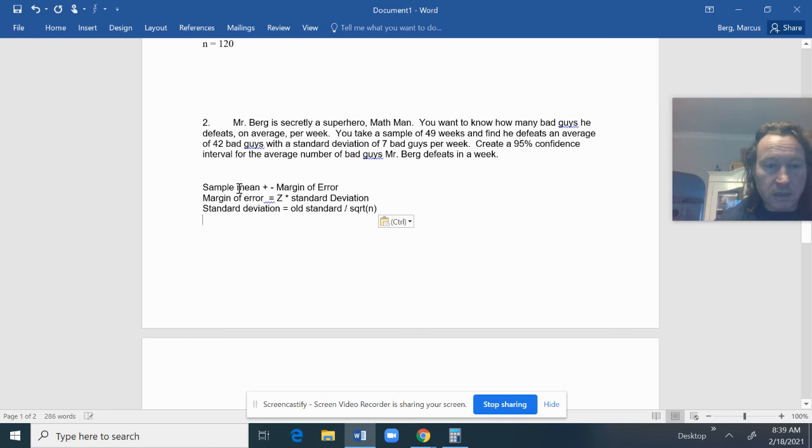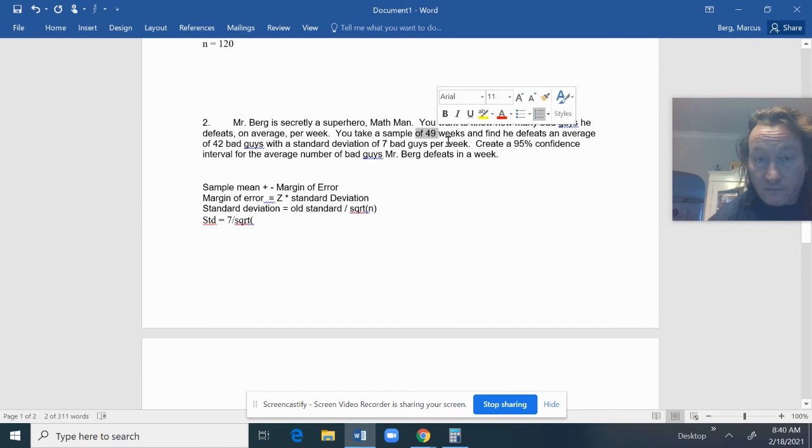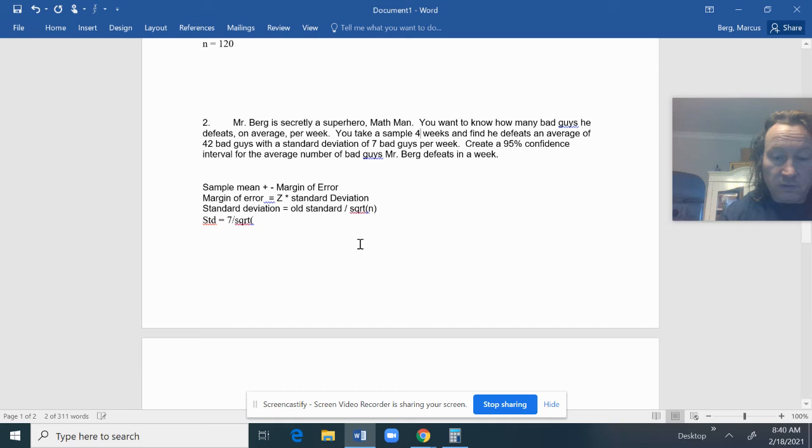So this is what I need. So notes, I'm just going there to the notes. My standard deviation is the old standard deviation. Let's start with that: it equals the old standard deviation, which is 7, divided by the square root of n, and your n is 49. Take a sample of 49 weeks. Square root of 49. So that would be this piece.